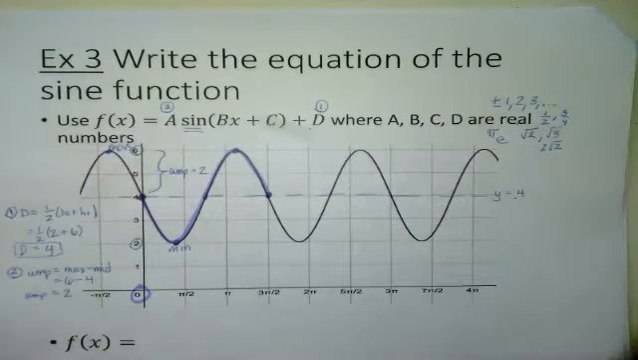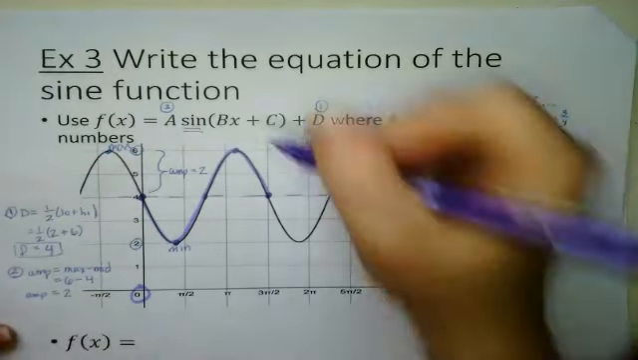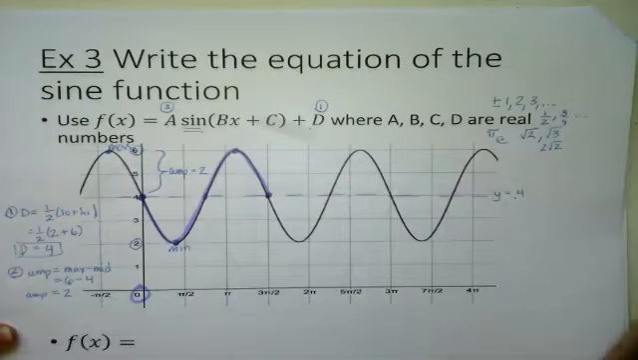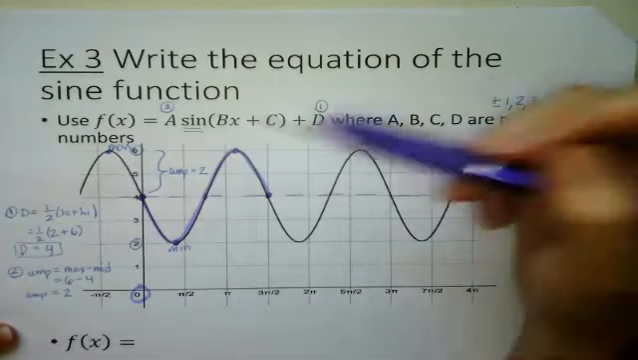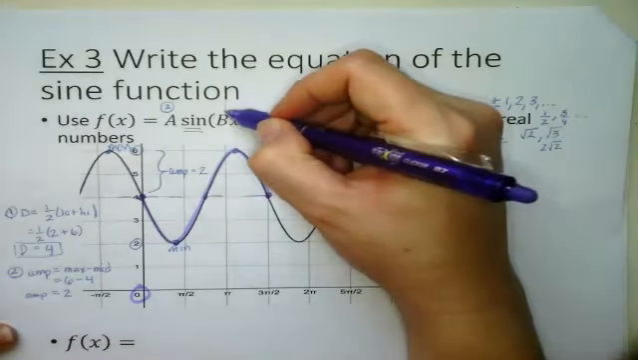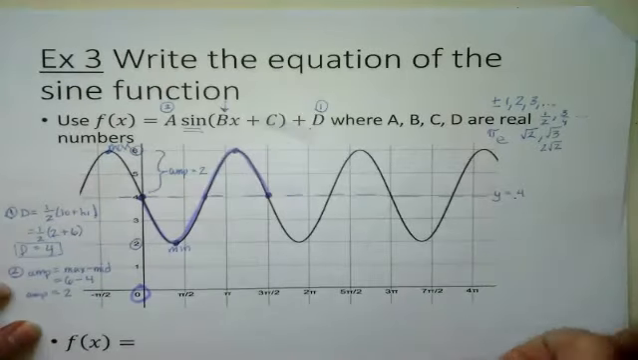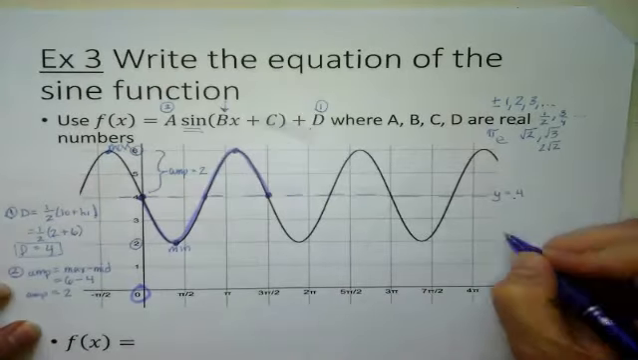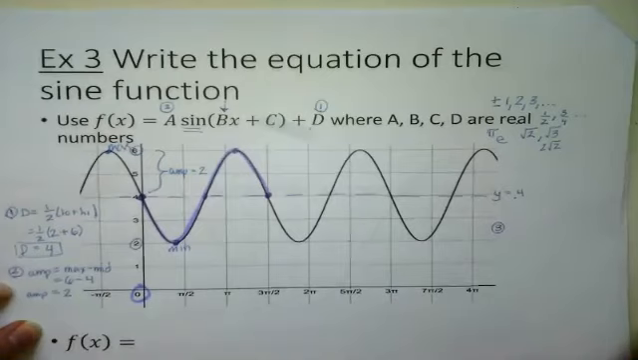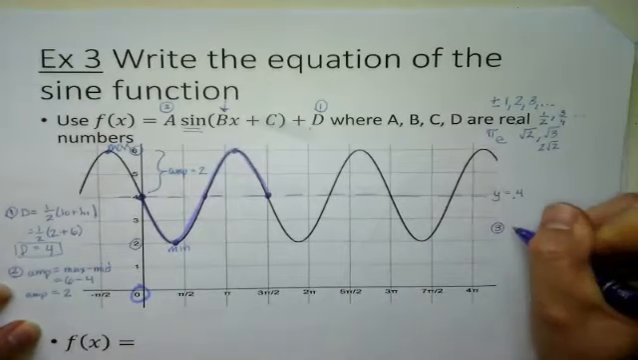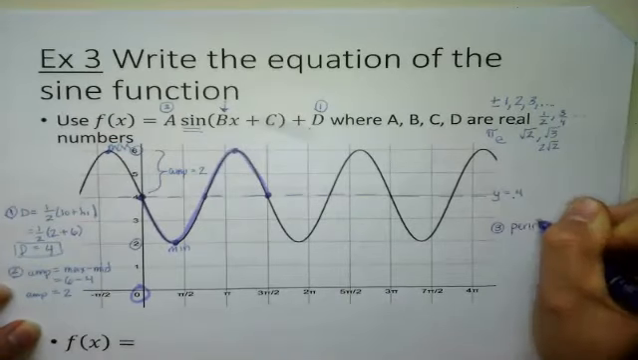If I can start my curve on the midline at 0, then that's a great place to start, because that tells me my C value is 0. Okay, so now what I need to do is figure out B. So the third step is to find B, but the only equation we have for B is actually involving period. So the first thing we need to do is find the period.